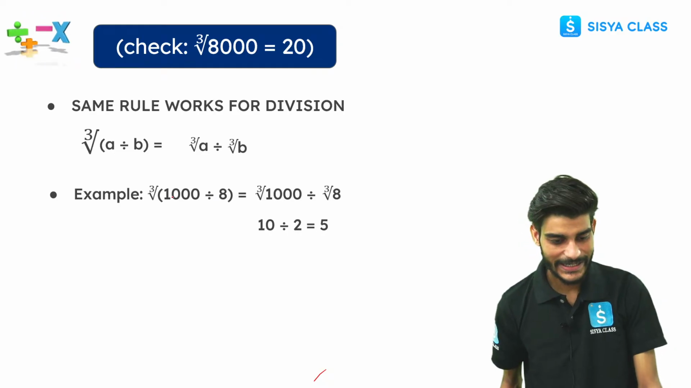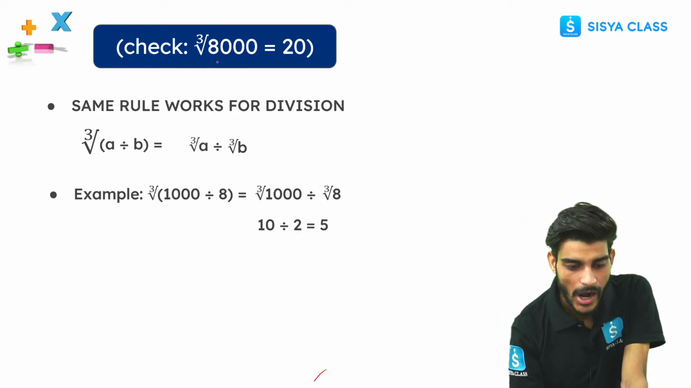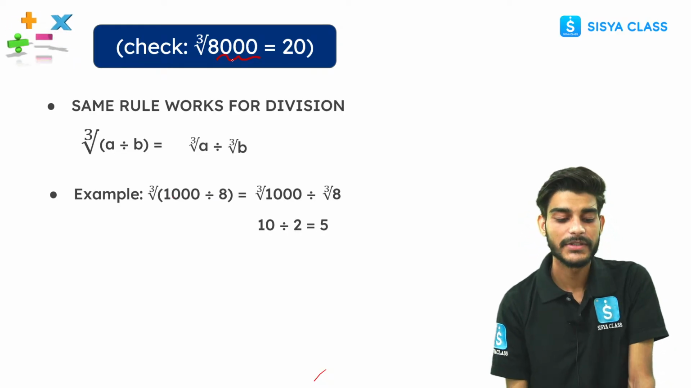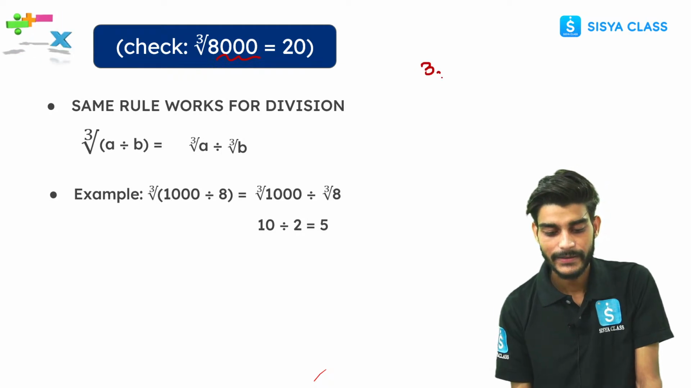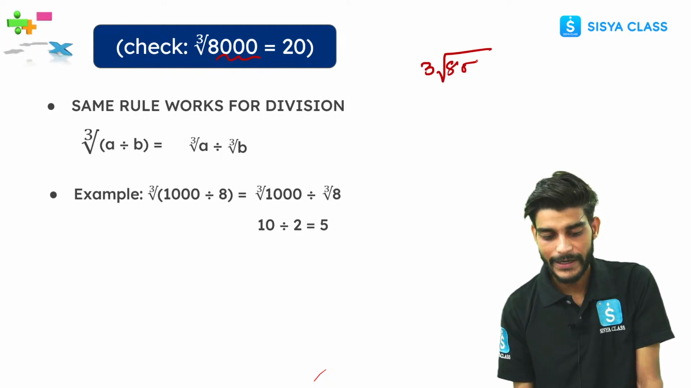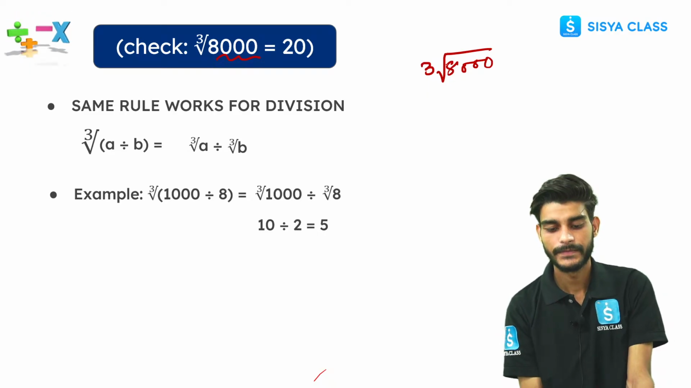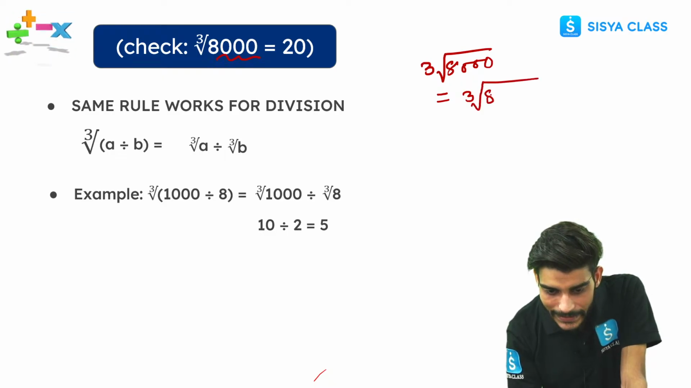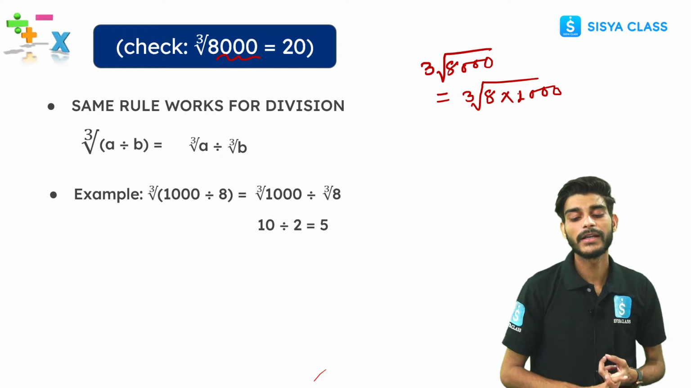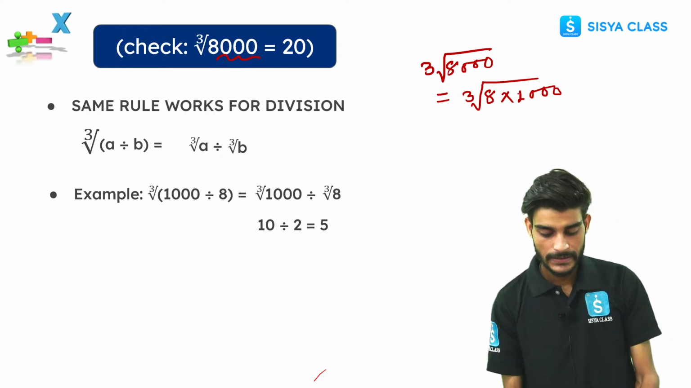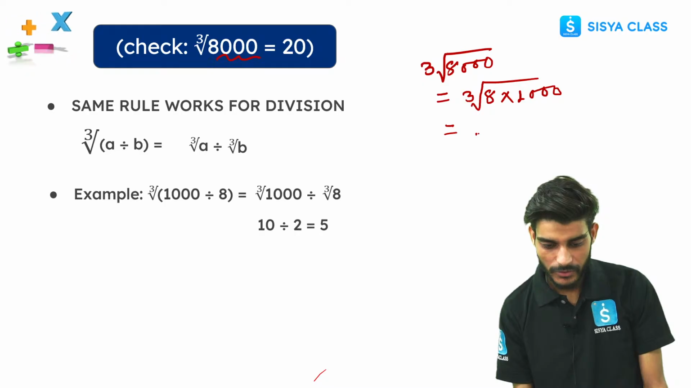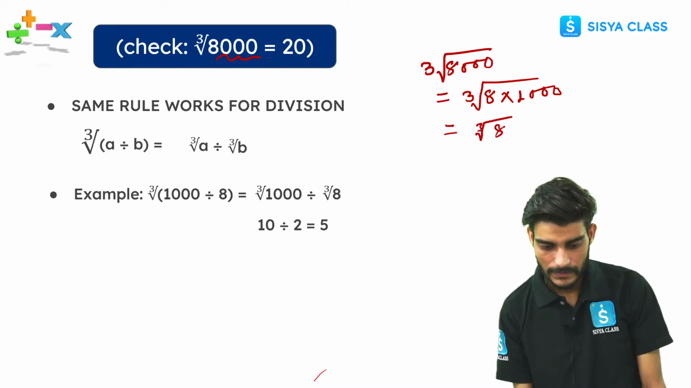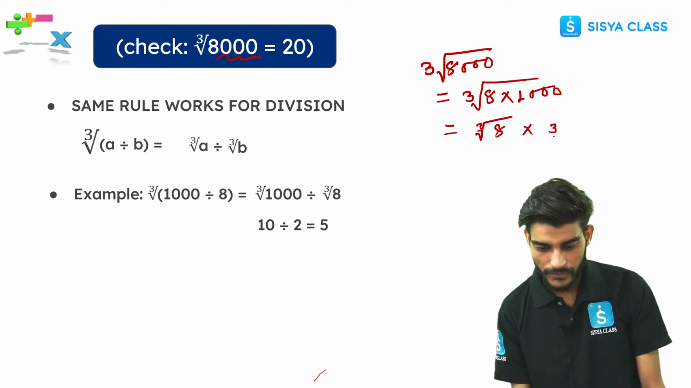Okay, now let's check this for 8,000. How will you do it? Can you check this for 8,000? Suppose you have to find the cube root of 8,000. How will you do it? I'll write this simply as the cube root of 8 into 1000. Can I write that? Because I know the cube root of 8 and the cube root of 1000. So can I distribute this as the cube root of 8 into the cube root of 1000?